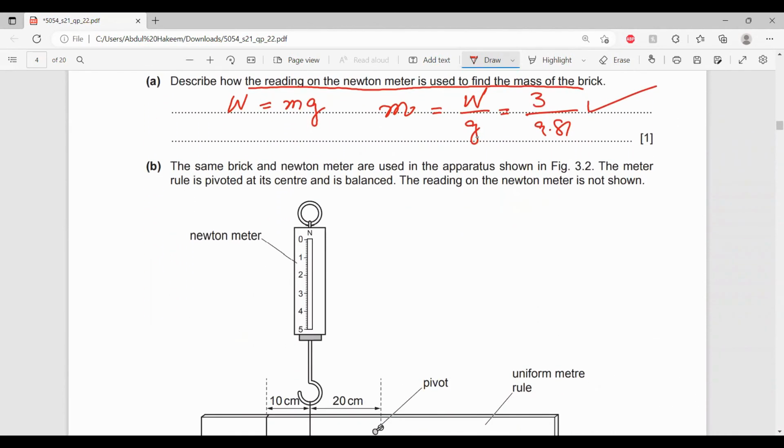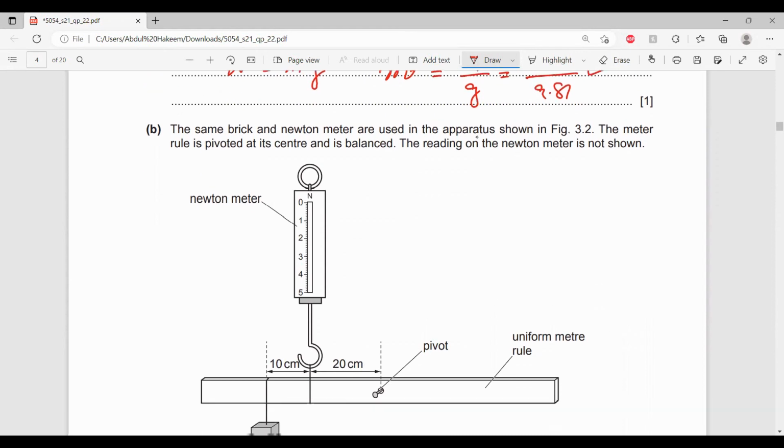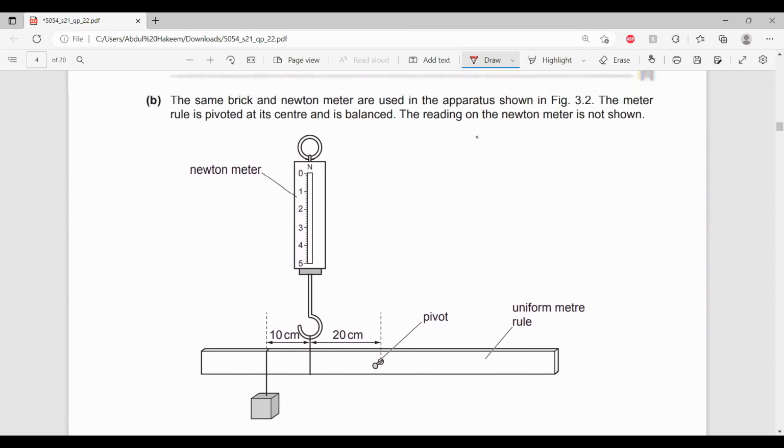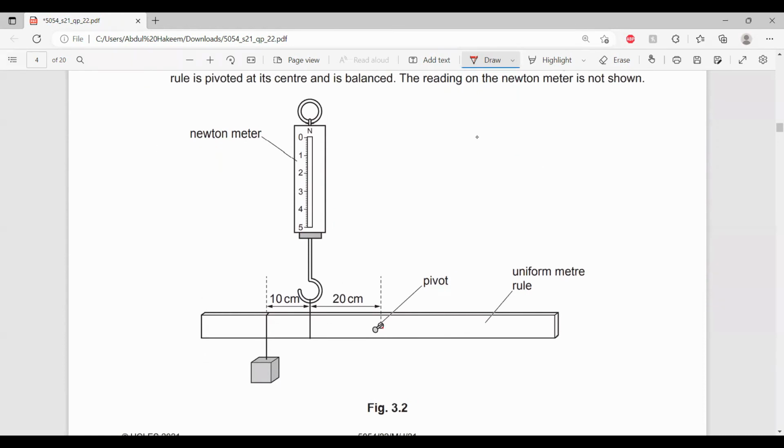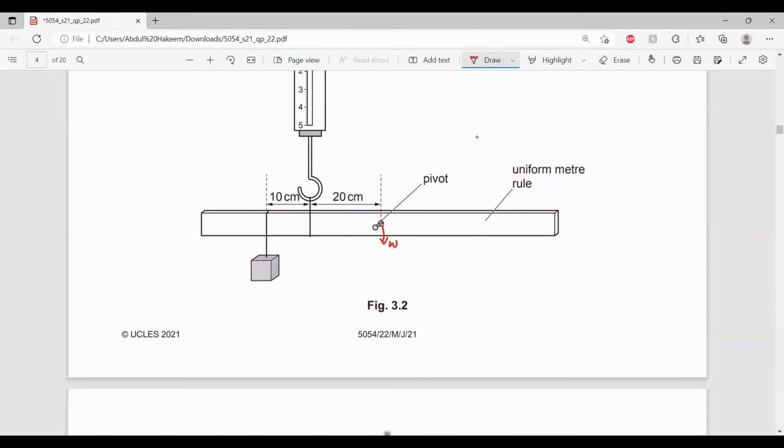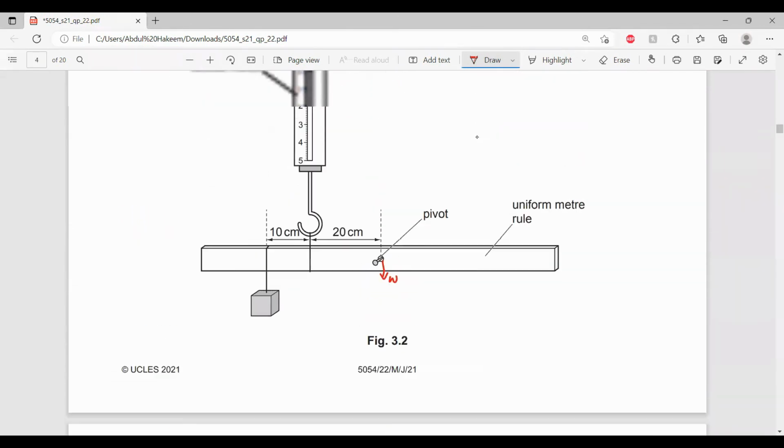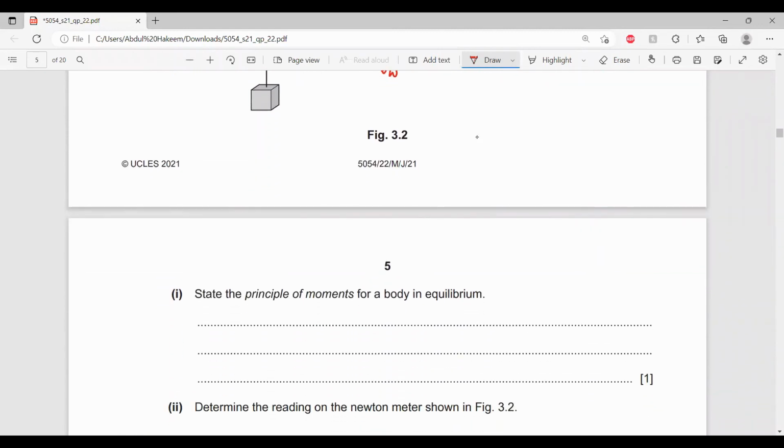Next, the same brick and the Newton meter are used in the apparatus. The meter rule is pivoted at its center and is balanced. The reading on the Newton meter is not shown. So this is pivoted at the center. So the weight of the meter rule is acting at this point. Now the question is, state the principle of moments for the equilibrium.